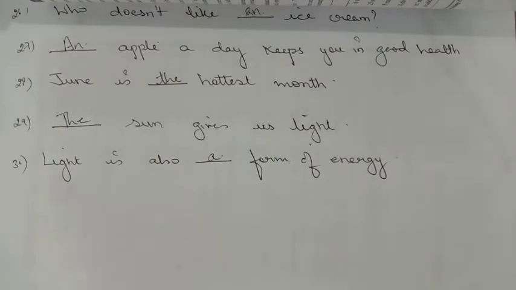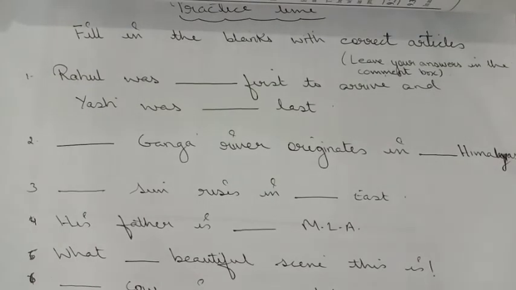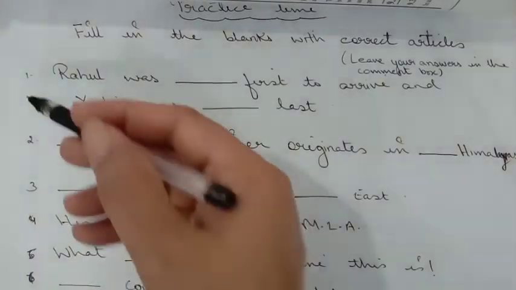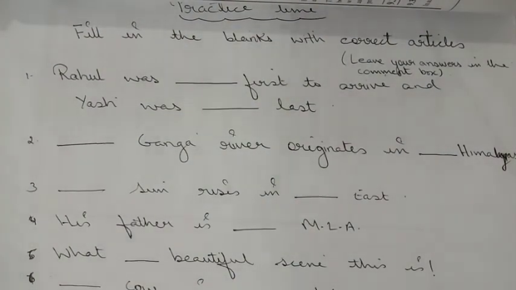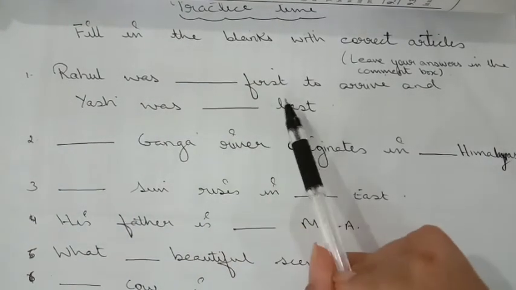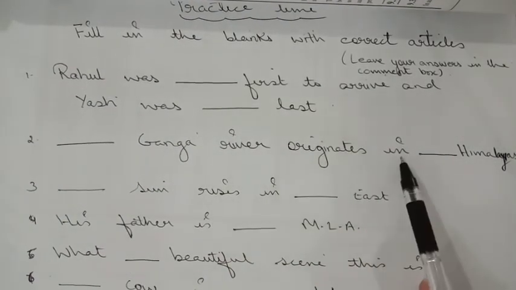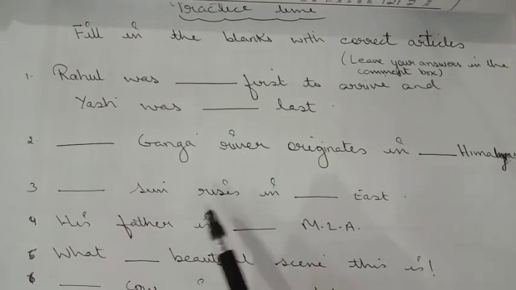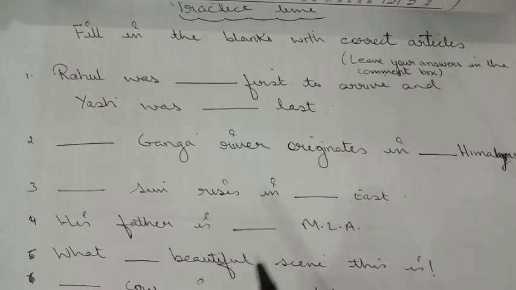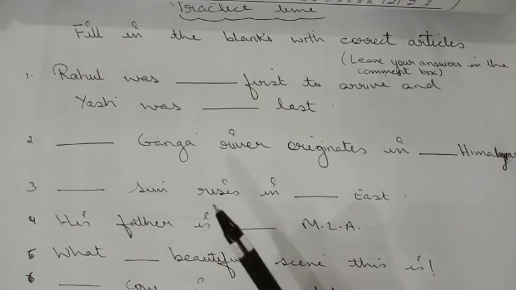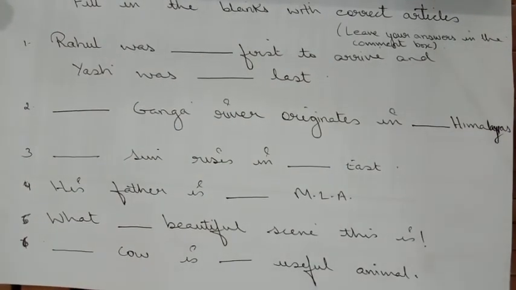Now, which you'll be having tomorrow. Okay, so I'm giving you one more sheet. Just do it and leave your answers in the comment box. This is your practice sheet. Go through all these sentences here and leave your answers in the comment box in the video, right? First one is: Rahul was dash first to arrive and Yash was dash last. Dash Ganga river originates in dash Himalayas. Dash sun rises in dash east. His father is dash MLA. What dash beautiful scene this is. Dash cow is dash useful animal.